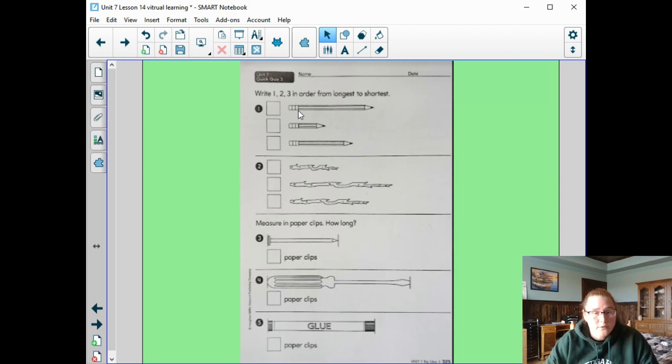Number 2, you're going to do the same thing. Order 1, 2, 3. The number 1 goes by the stick that is the longest. Number 3 should be the shortest stick. Problem number 3, it says measure in paper clips. So if you need to stop the video right now to grab some paper clips, please do that.